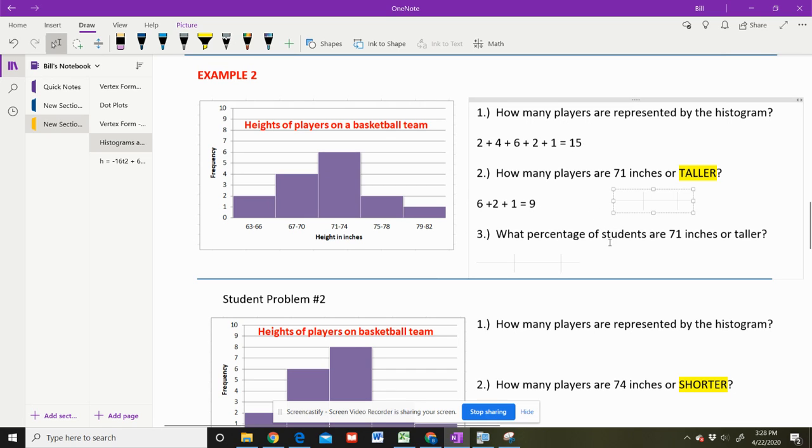And last is what percentage of students are 71 inches or taller? So we're going to take our number of players that are 71 inches or taller divided by our total number of players. So we're going to take 9 divided by 15, right? So let me go 9 divided by 15. And then that is going to be multiplied by 100 to get a percent. Okay, so when we do that, we end up with 60%.